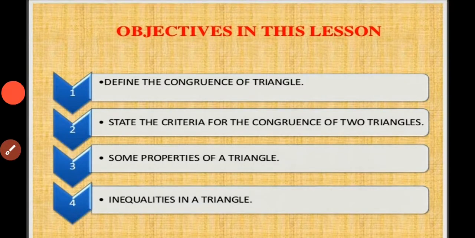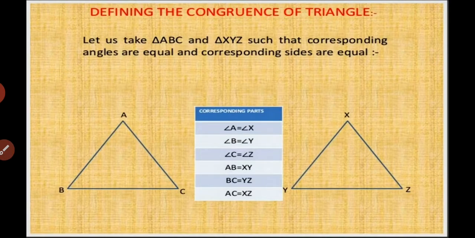Next, objectives in this lesson. Number 1, define the congruence of triangles. Number 2, state the criteria for the congruence of two triangles. Number 3, some properties of triangles. Number 4, inequalities in a triangle. First one is defining the congruence of triangles.